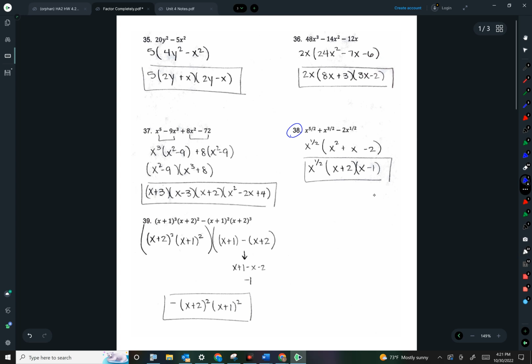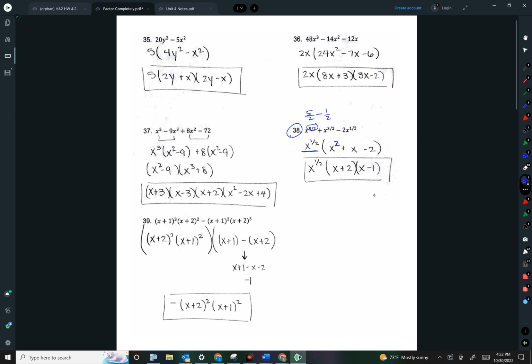On number 38, if you looked at the answers, these are the answers that you could have found on Canvas, and I'm sure you did. You can tell that the first step was we noticed that there was a common factor of x to the 1/2, right? Took that out. Remember, in order to find the new exponent here, which is a 2, we started with 5/2, and then we factored out an exponent of 1/2. So my new exponent is going to be 4/2 or 2. So that's where that 2 came from.